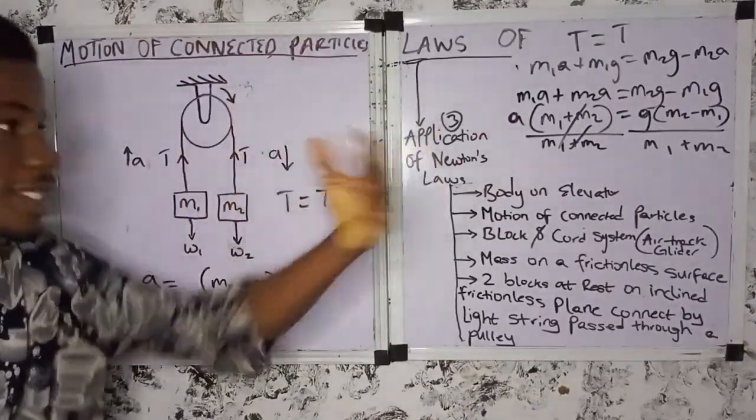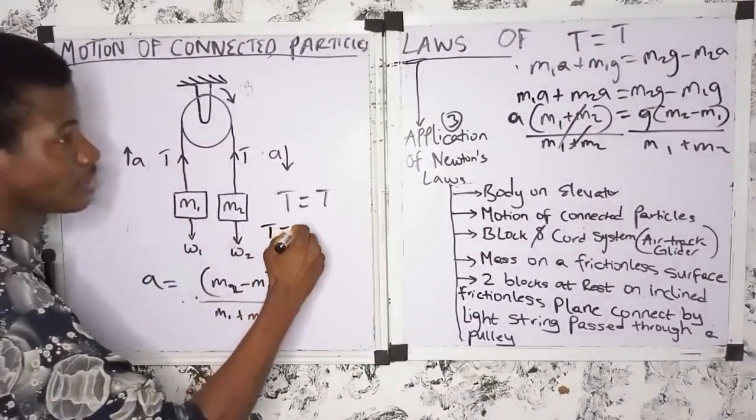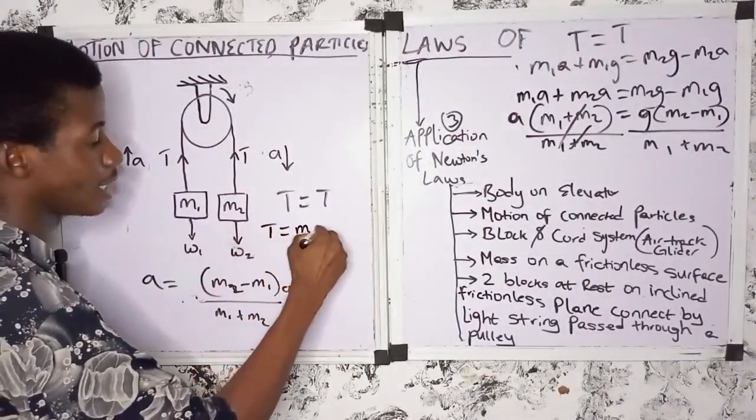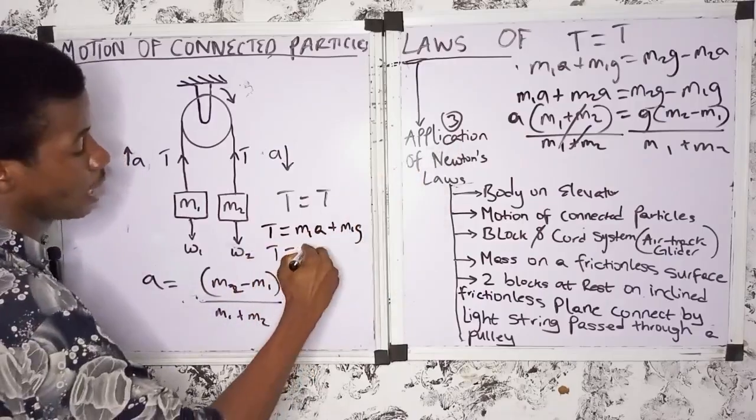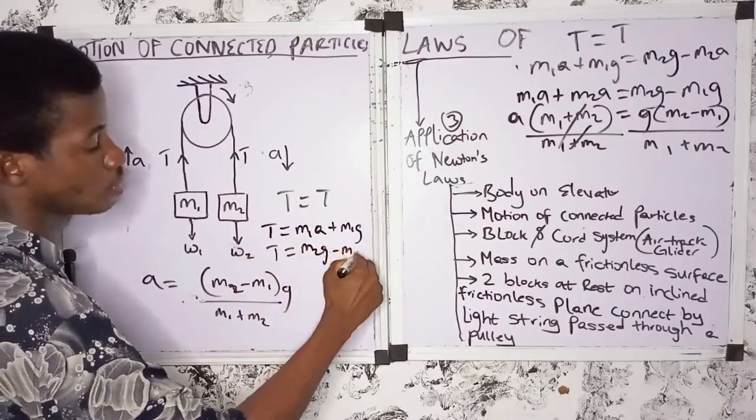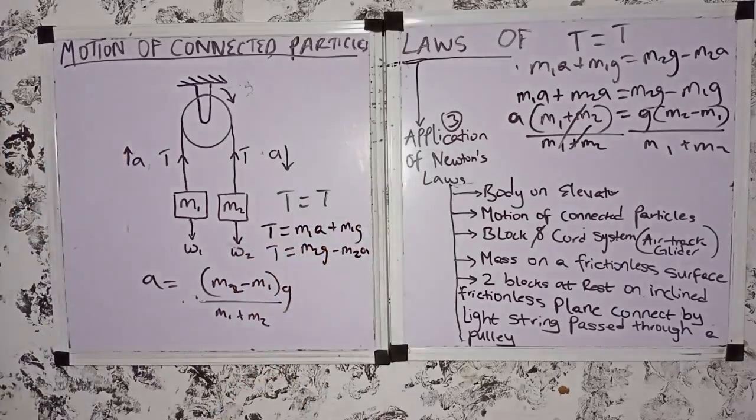We have already gotten our tension. Remember, the tension acting on M1 is equal to M1A plus M1G. The tension acting on M2 is equal to M2G minus M2A, right? So that is just it, okay?